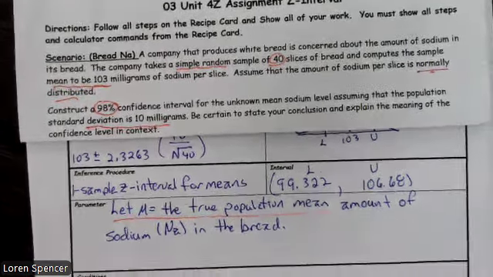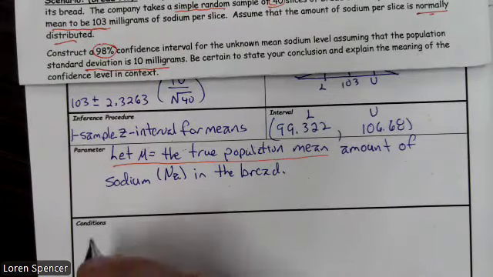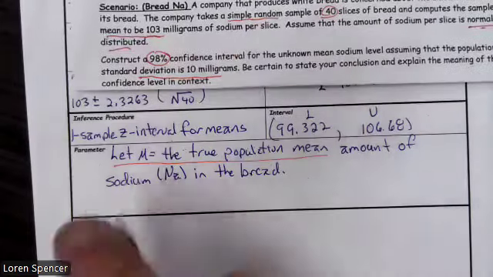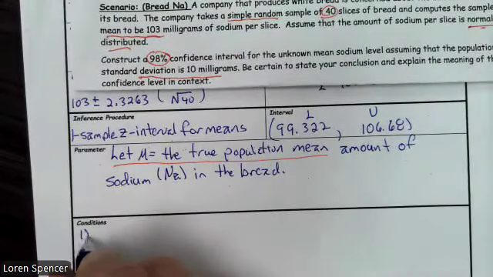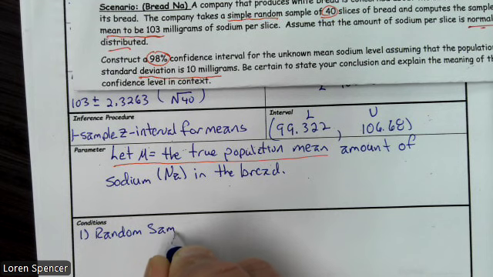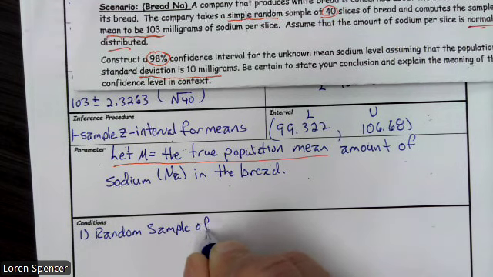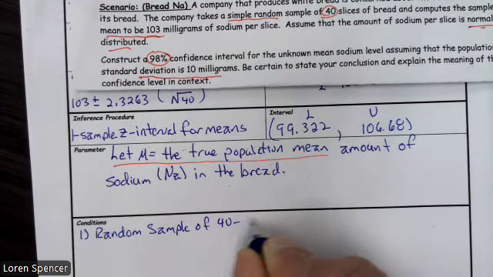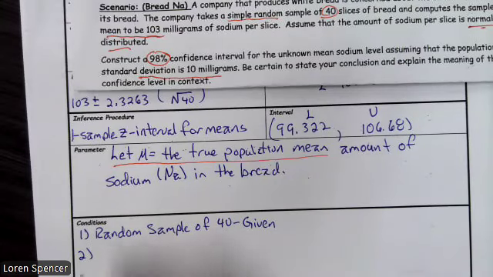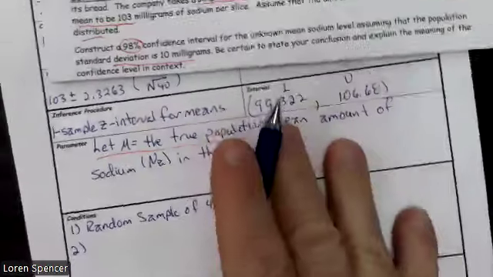All right, so next thing, conditions, random sample. Well, when I look up here, they said, oh, random sample of 40. That's good. So I'm going to write that down. That's the first condition. Was random sample made? Well, it was. We have a random sample of 40, and that was given. The next one, the N is less than 10%.